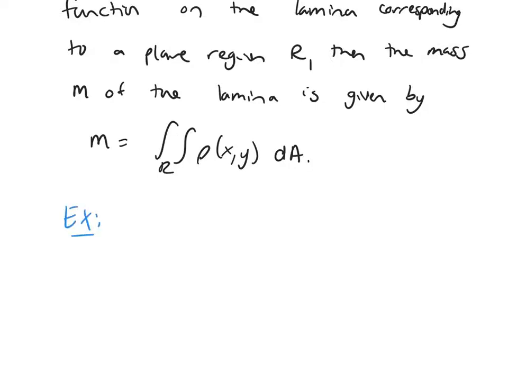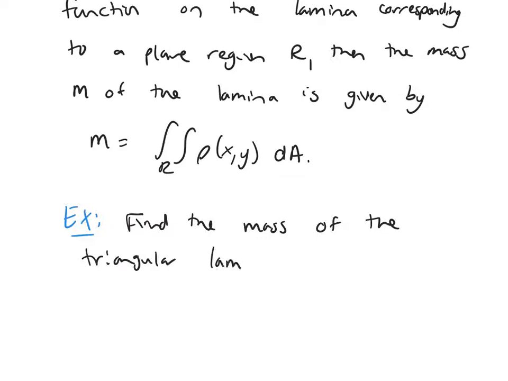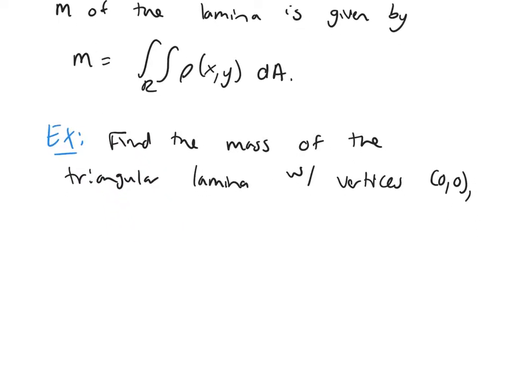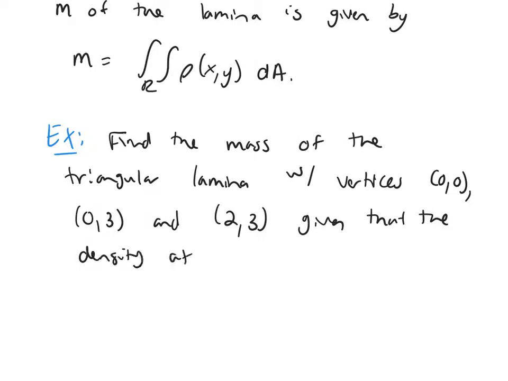where we find mass. So find the mass of the triangular lamina with vertices (0, 0), (0, 3), and (2, 3), given that the density at the point (x, y) is given by the function rho, which is 2x plus y.